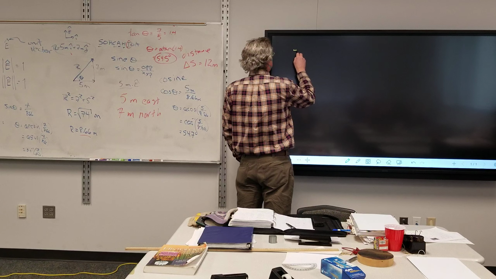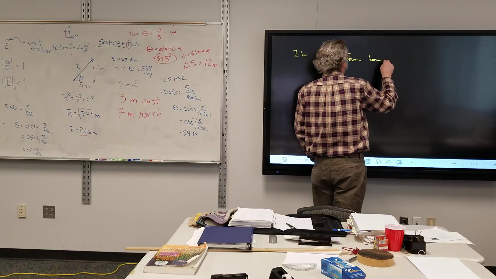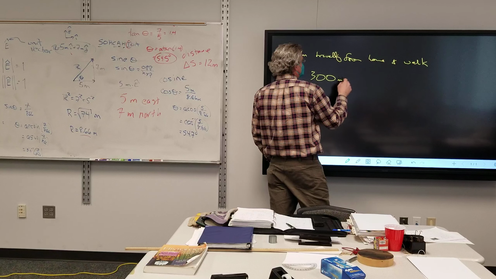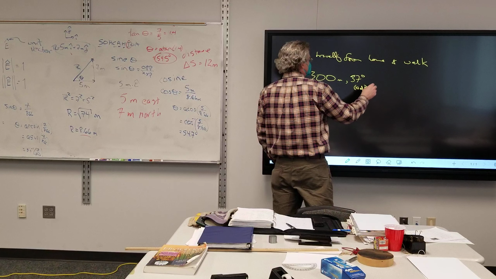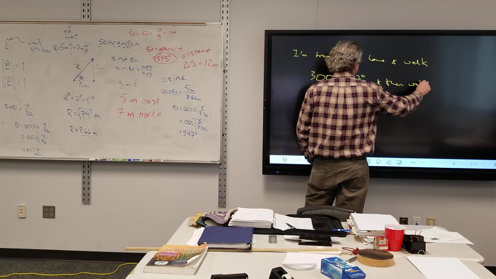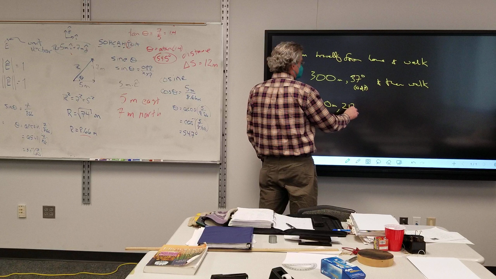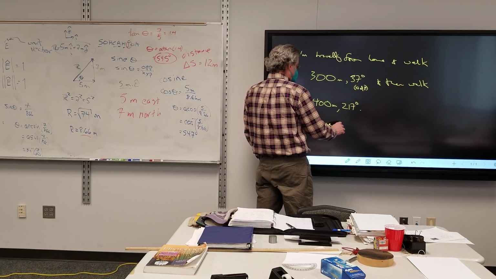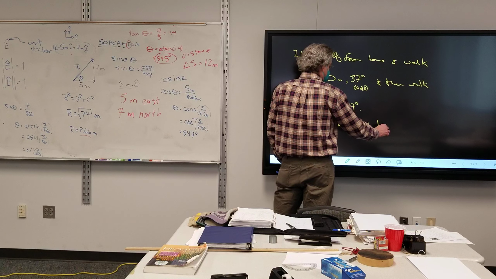All right, so I'm traveling from home and walk 300 meters, angle of 37 degrees, parenthetically north of east, and then walk 400 meters, angle of 217 degrees. Where am I with respect to home?